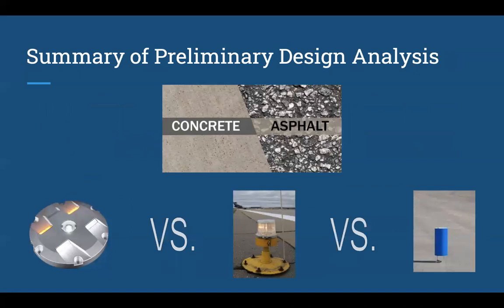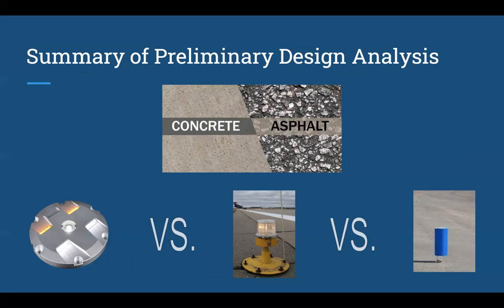So the first semester, we spent a lot of our time doing preliminary design analysis. And what that means in a quick sense is that we took a look at all of the alternatives that we could have for this project, and we evaluated them based on cost and efficiency, how long they can last, how much maintenance they would need, and just what was best for this airport. So we came up with two pavement alternatives, which would be concrete or asphalt.